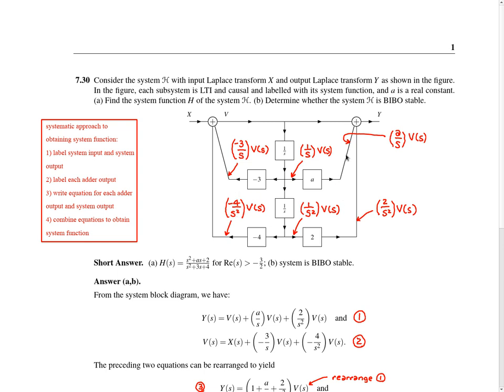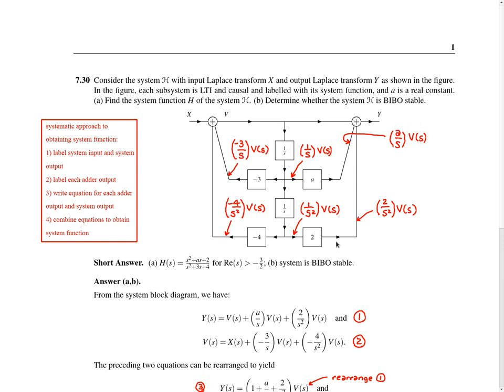Now let's consider this signal here. This signal here is the output of an LTI system with system function A. The input to this system is given by this formula which we found previously, 1 over s times V of s. Therefore, the output of this system, in other words, this signal here, is given by 1 over s times V of s, in other words, this formula here, times A, which gives us this formula here.